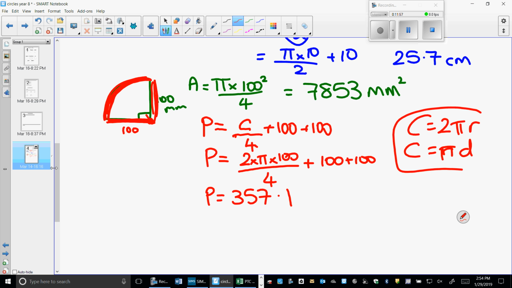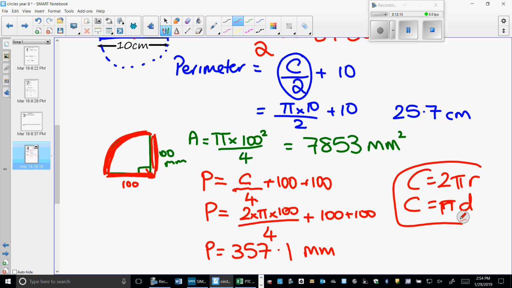Okay, I could show you. And what's our unit in here? It's going to be millimeters because it was in millimeters. Okay? So the most important thing here, the different part here, is that for perimeter of parts of a circle, you have to remember to add the straight bits. So for areas, you're just going to divide it by 4 or 2 or whatever the shape may be. But for perimeter, you must add the straight parts.